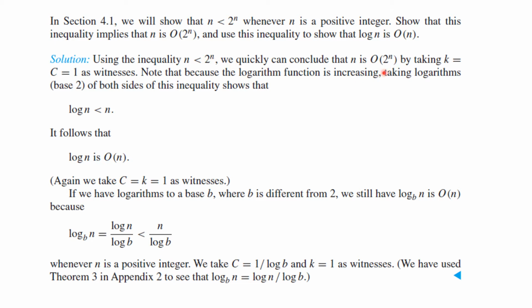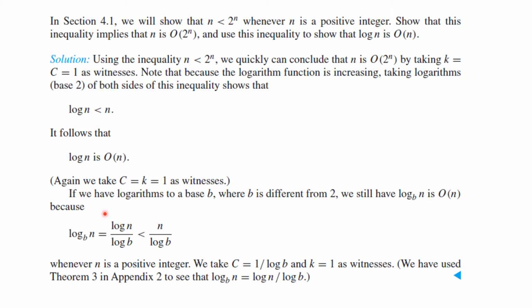So we can quickly conclude that if we take k to be 1 and c to be 1, we can take the logarithm of both sides. And we're taking the logarithm base 2 of both sides. So I get the logarithm of n, and that's logarithm base 2, is less than, and when I take the logarithm base 2 of 2 to the n, I get n. So this statement right here, with k equals c equals 1 as witnesses, tells us that the logarithm base 2 of n is big O of n. And again, we can take those as the witnesses.